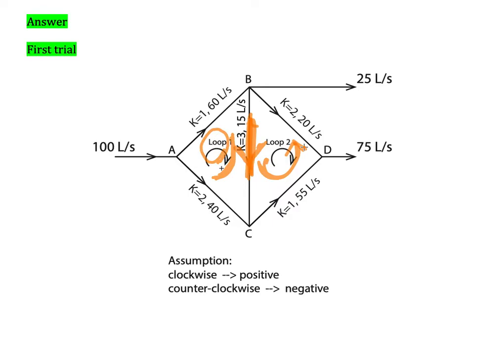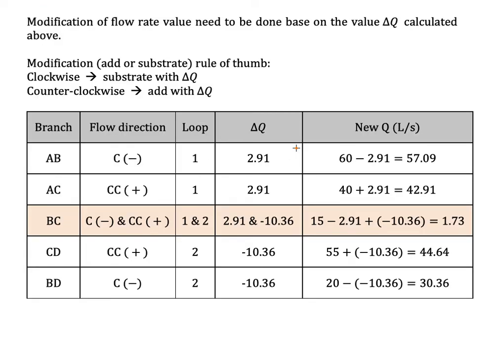So that means for loop 1, we need to subtract, and for loop 2, we need to add. So in the table, for clockwise, we need to subtract, and for counterclockwise, we need to add. Okay, so this is the idea of this table: how to add and how to deduct that amount.